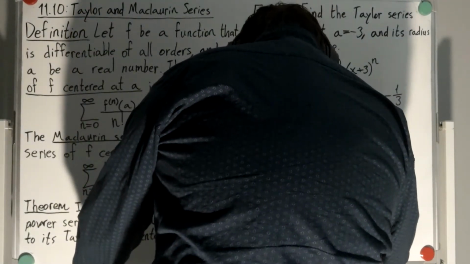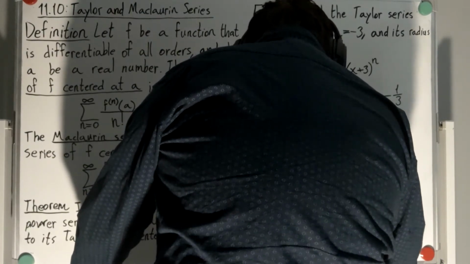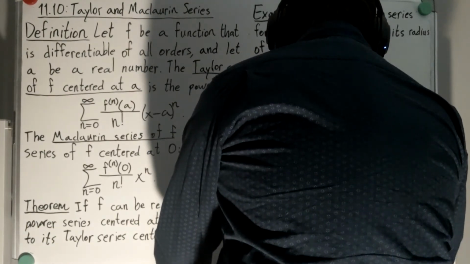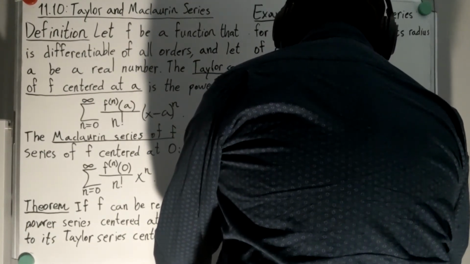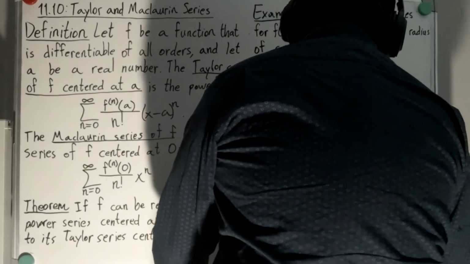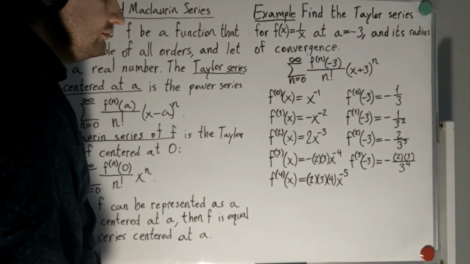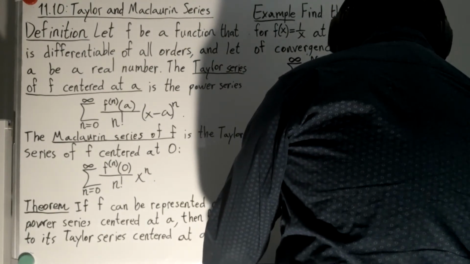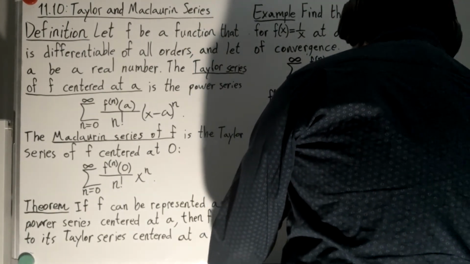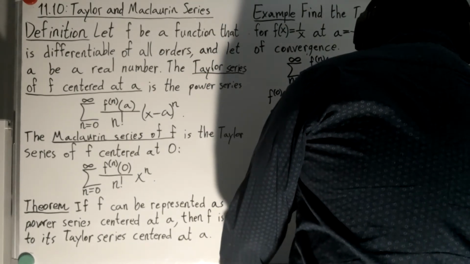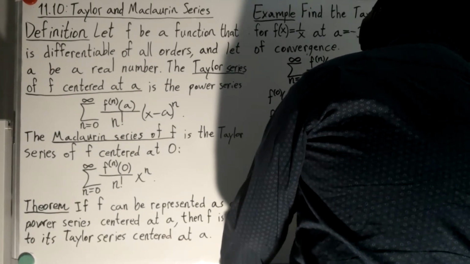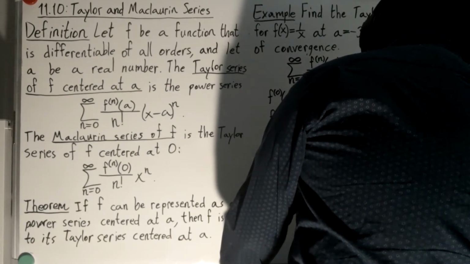If you take the fourth derivative, this will be the last one I'll do. The fourth derivative is just going to be 2 times 3 times 4 times x to the negative 5. You evaluate this at negative 3, and you get fourth derivative evaluated at negative 3 equals negative 2 times 3 times 4 divided by 3 to the 5th.